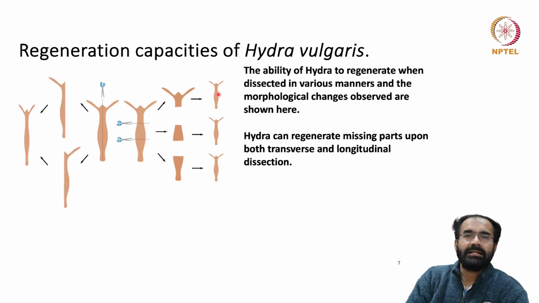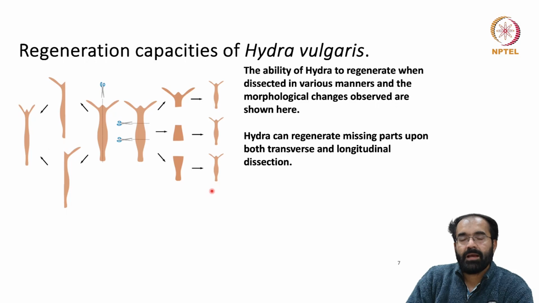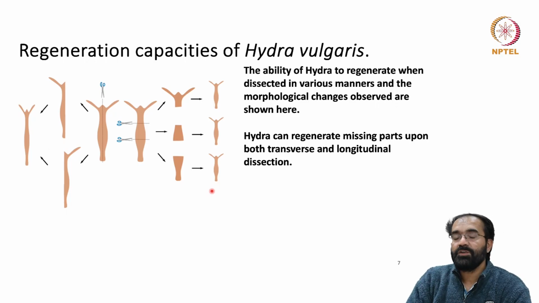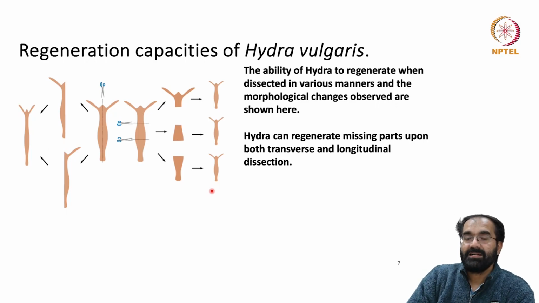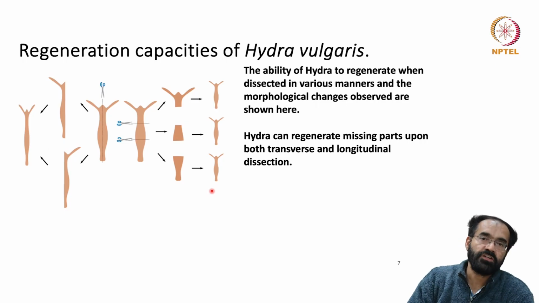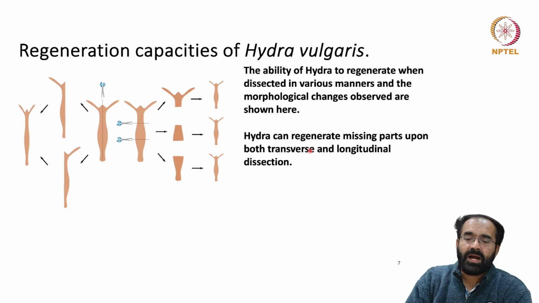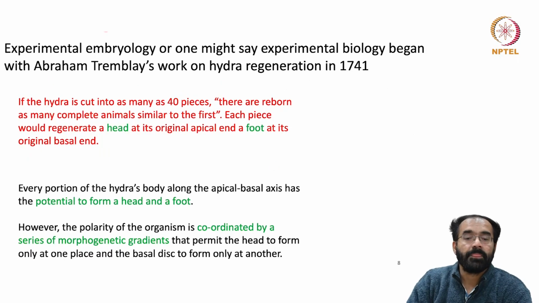So this is technically what we refer to as morphallaxis, and ideally in effect it is epimorphosis, because the left half was missing, the right half formed, but it's not identical size, but eventually it will become the size of the parent. So hydra can regenerate missing parts upon transverse and longitudinal dissection, or whichever angle you want to cut it, you can cut it. The hydra gives rise to a proper full-fledged hydra.